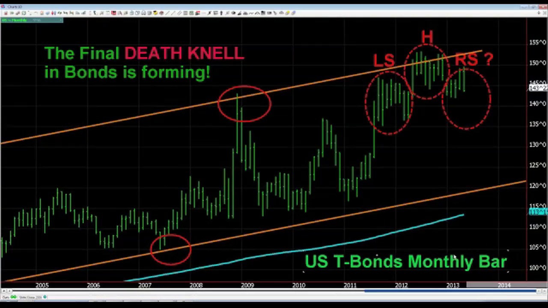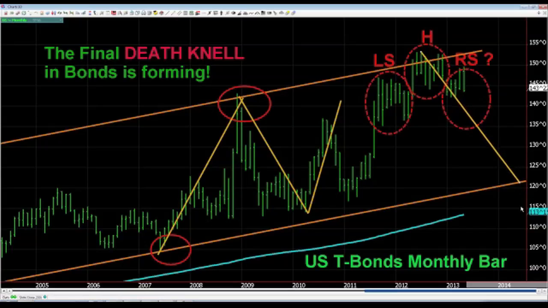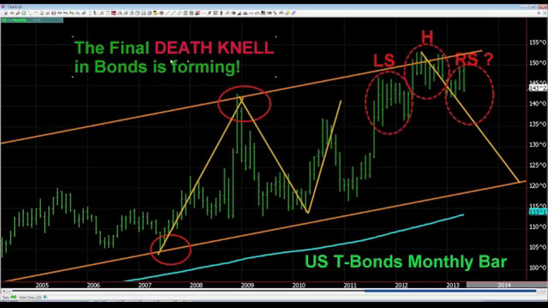I say the UST bonds are being dealt a death knell here. We went from the bottom to the top. Then we came back from the top to just about the bottom. And then we went from the bottom of this to the top. And now we have a head and shoulders, traders. Left shoulder, head, right shoulder on a monthly. Extremely meaningful. If it cracks, we should go from the top down to the bottom. Minimum 120. I say we go lower than that once this begins, but you are looking at what most likely is the right shoulder and the final death knell in bonds forming before your eyes.